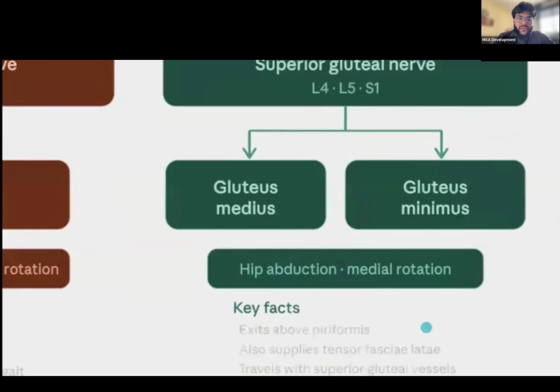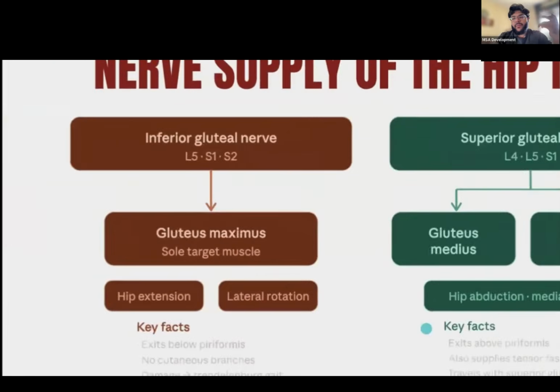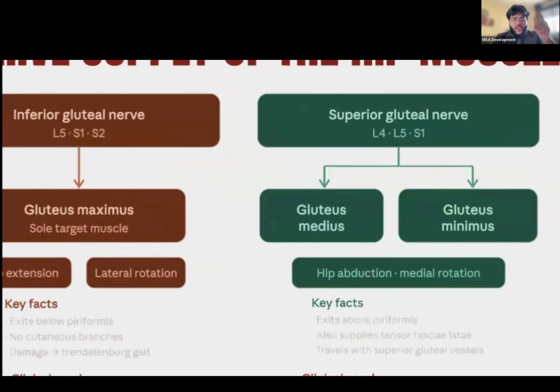Superior gluteal nerve, on the other hand, comes from L4, L5, S1. Think of it as, it makes sense, right? Because if it's superior, it's further up, so its roots are also further up. So it has L4, L5, and S1, and inferior gluteal nerve has L5, S1, and S2. The superior gluteal nerve will supply the gluteus medius and minimus, responsible for hip abduction and medial rotation.